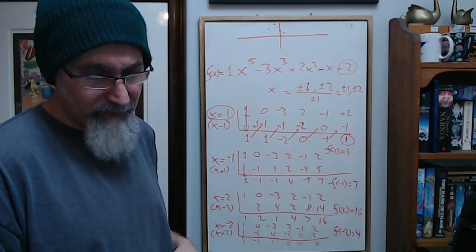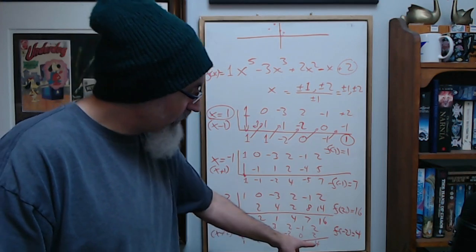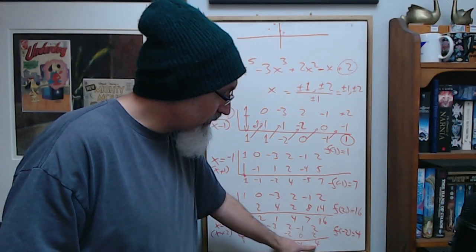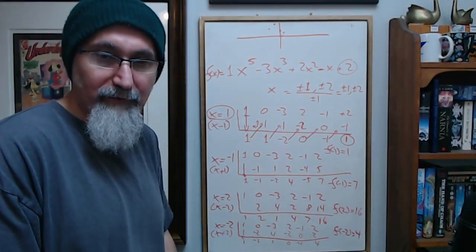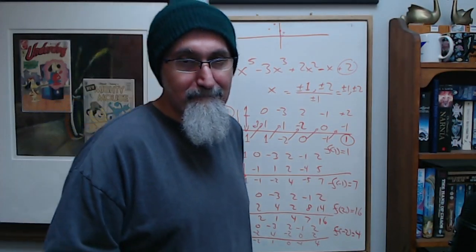I hope that helps. What you were looking for was this to equal 0, because if this equaled 0, it would have been f of negative 2 equals 0, then you're on the x-axis, you found the factor. Right? Does that help? I hope so.